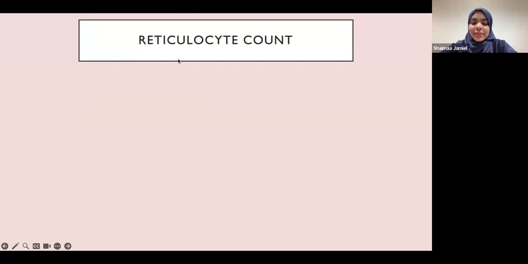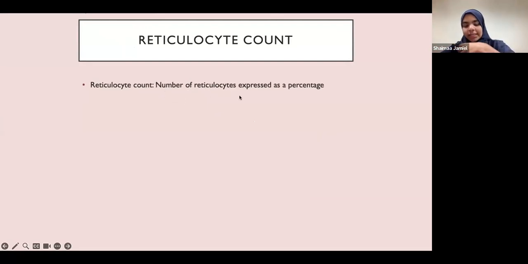The last thing, which is reticulocyte count, is not part of CBC. All of these were CBC, this is not CBC. Reticulocyte count looks at the number of reticulocytes and they're expressed as a percentage. So for example, 2% reticulocyte, 1% reticulocyte, okay? But what is a reticulocyte?